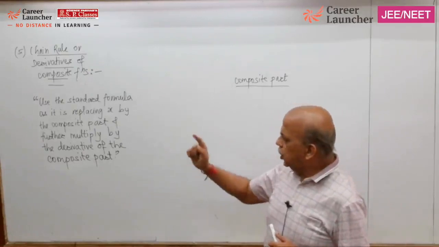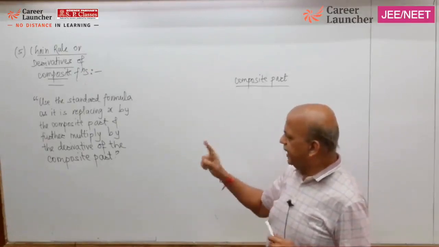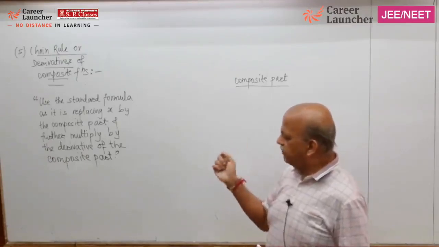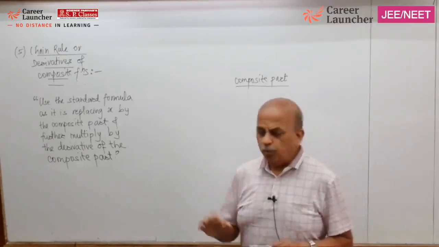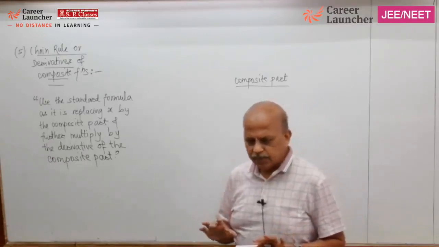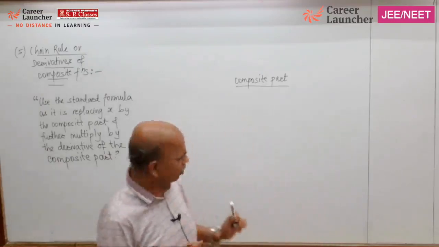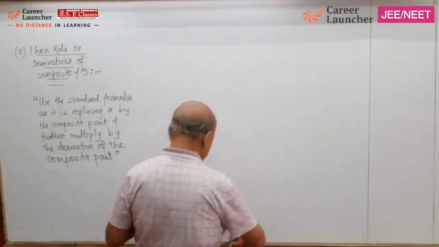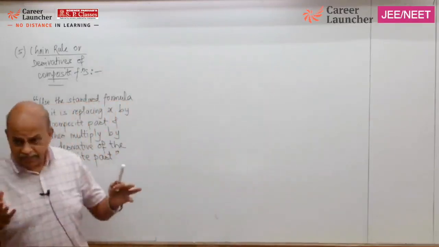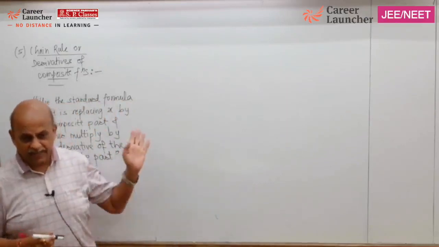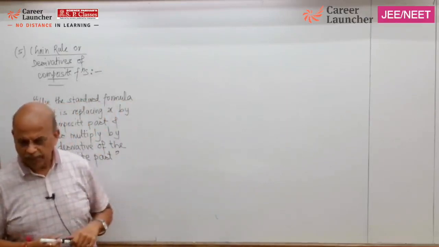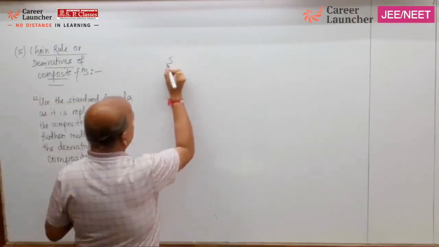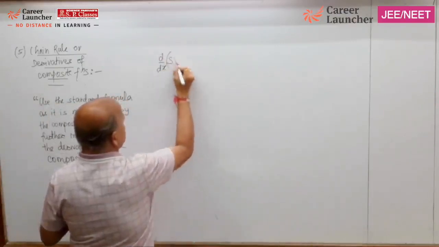See, the rule is like this. Use the standard formula as it is, replacing x by the composite part and further multiply by the derivative of the composite part. Now you may be wondering what exactly it is. No need to take tension about this. Very simple. Let me explain with the help of 2 examples. And the intelligent that you people are, you will definitely understand the formulas in a better way. Okay? 2 examples. But for understanding of the formula or chain rule, I will consider one standard formula.